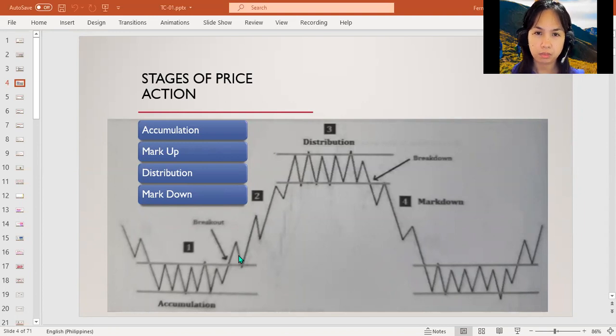Okay, so the four stages of price action happen every time in every chart, and there might be some slight differences in the form or length of time per stage, but I think the theory is essentially the same. We begin first with stage one, the accumulation, right here.